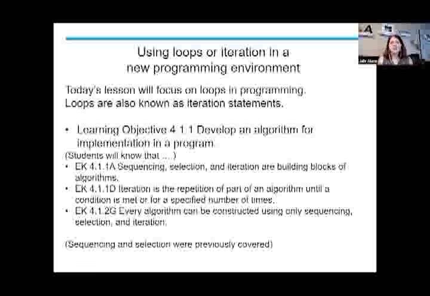Loops are also known as iteration. So again, we're hitting that learning objective 4.1.1, which is develop an algorithm for implementation in a program. So iteration is a repetition of part of an algorithm until a condition is met or for a specified number of times. So we're going to try to take a look at both types today.